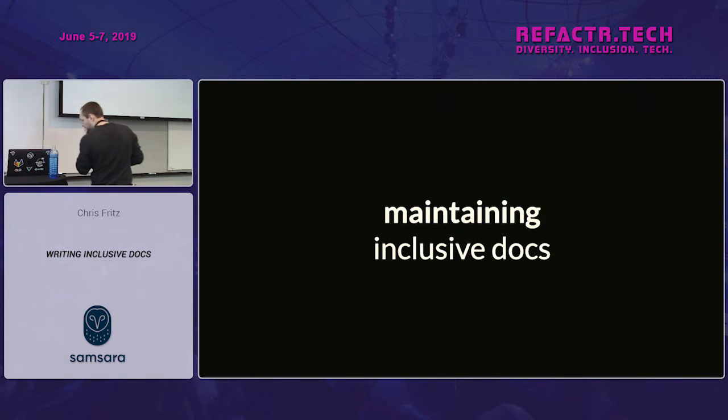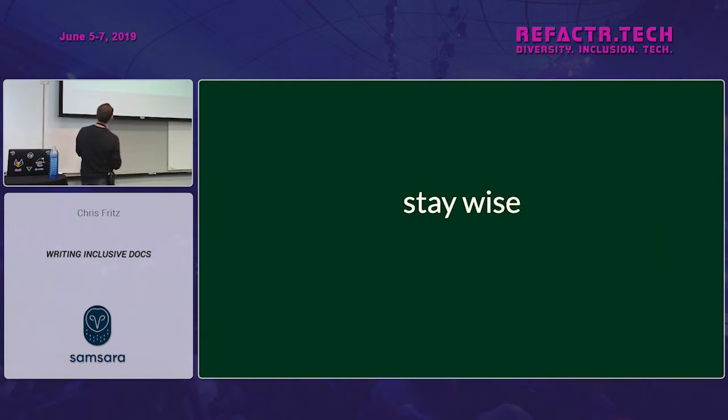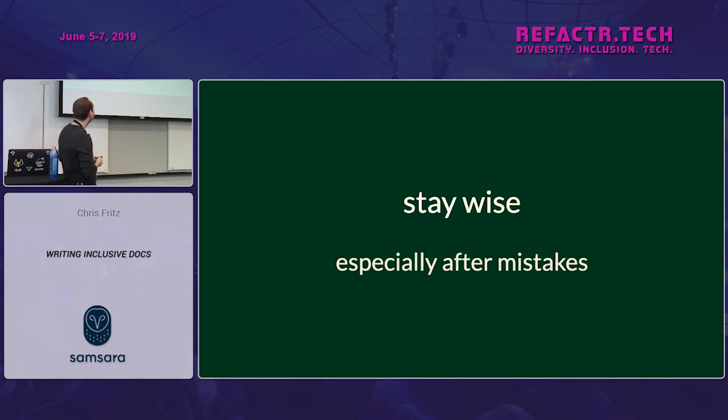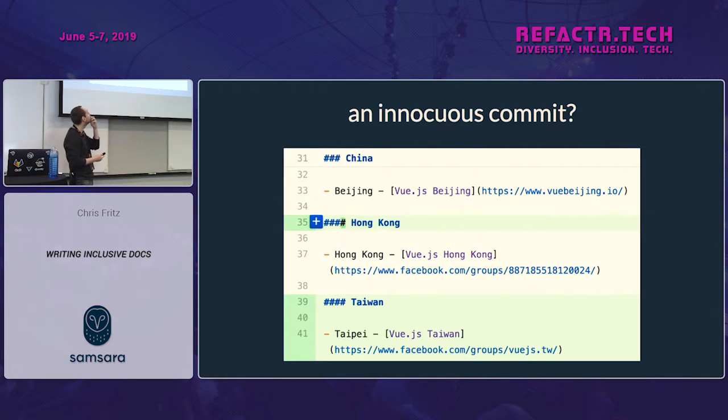Now, for maintaining inclusive docs, I recommend staying wise. That doesn't mean a lot. What kind of tip is that? What can you do with that? Especially after making mistakes. I'm going to talk a little bit more about what I mean with examples. So this is a commit that was made the other week in our events page. Does anybody guess why this was a controversial commit?